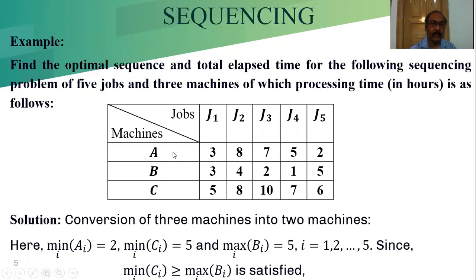Now we can convert the 3 machines problem to 2 machines. What would be the execution time for H? 3 plus 3 will be 6. 8 plus 4 is equal to 12 for the machine G. 7 plus 2 equals 9 for job 3 on machine G. 5 plus 1 is 6 for job 4 on machine G. 2 plus 5 is 7 for machine G for job J5. Similarly, we can find the execution times for the jobs J1 to J5 for machine H.